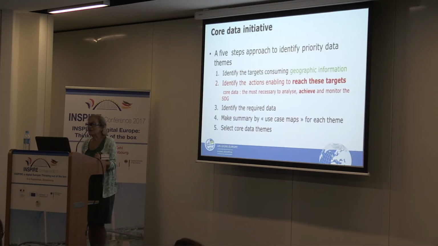So how did we proceed in the core data initiative? We had a 5-step approach to identify the priority data themes. First, identifying the targets that consume geographic information. And the second one, maybe the most important, was to identify the actions enabling to reach these targets. Once again, we want the data that is the most necessary, not only for analyzing, but for achieving the targets. We identify the required data for each action, and we make a summary by use case maps as basis for discussion and for selecting.